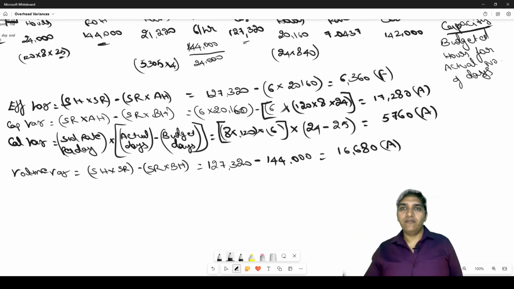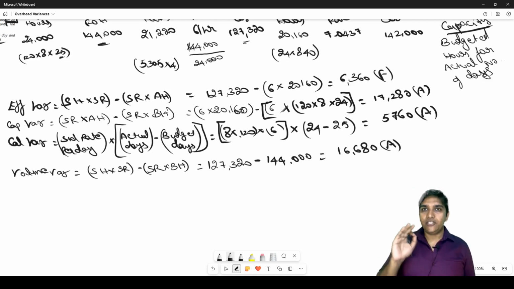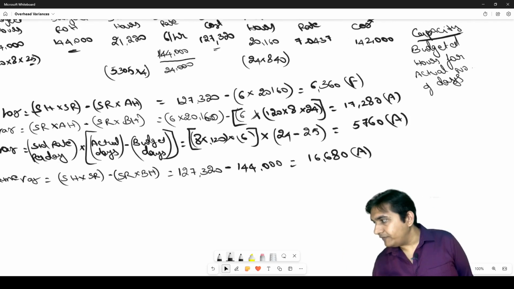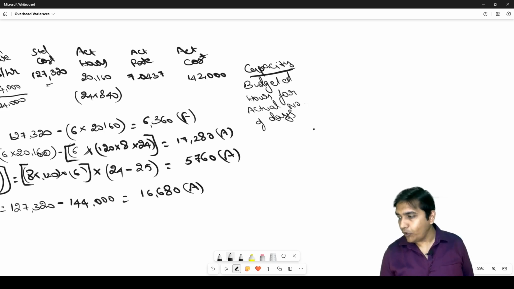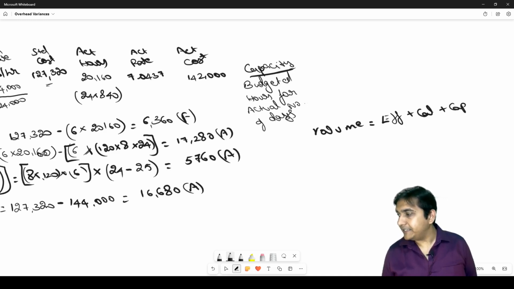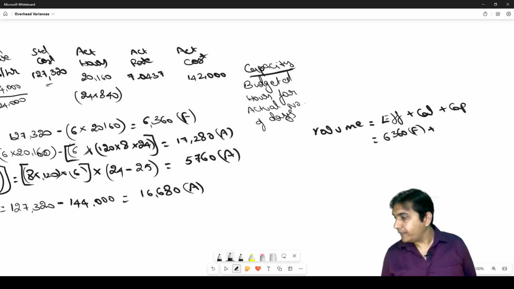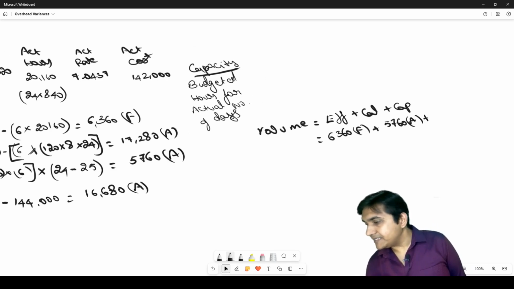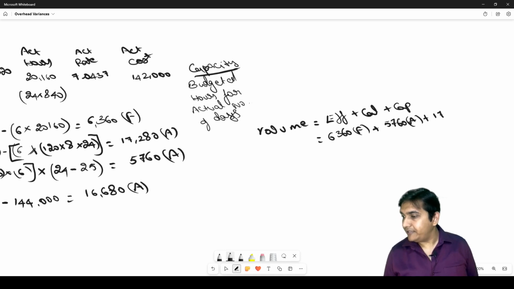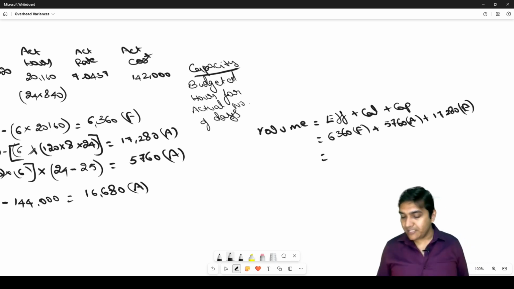Now, the way we did it in different other variances, the check can also be performed here. How can we do the check? Volume variance is equal to efficiency plus calendar plus capacity. How much is my efficiency? 6360 favorable, plus how much is my calendar? 5760 adverse, plus how much is my capacity? 17,280 adverse. So this total should come to 16,680, but does it come?